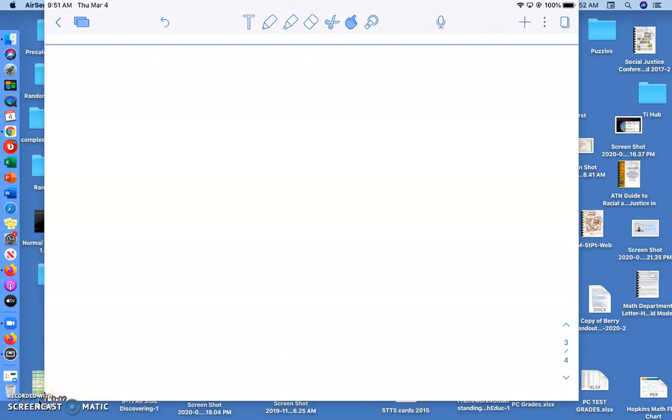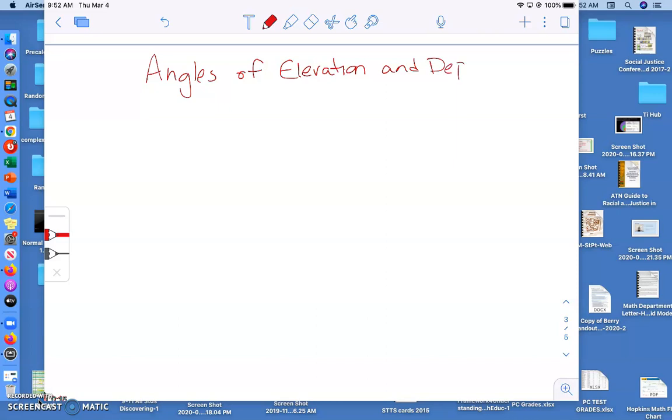Next thing we're going to take a look at is angles of elevation and depression. Basically what we're going to do today is apply right triangle trigonometry. So just a couple of vocab words with angles of elevation and depression. So elevation, what this is always between is the horizontal and line of sight.